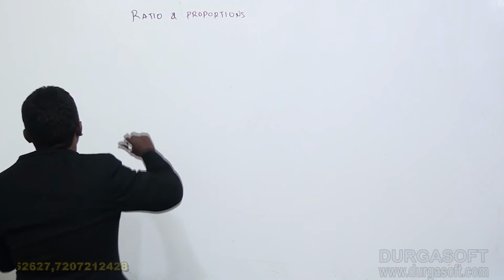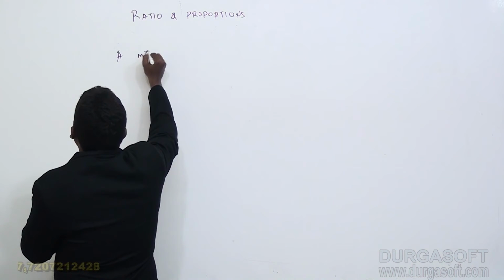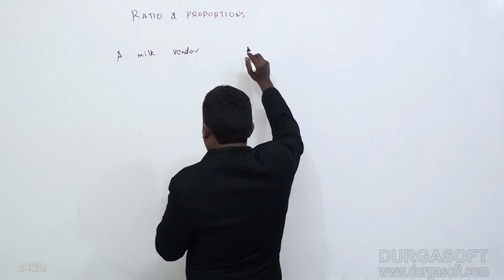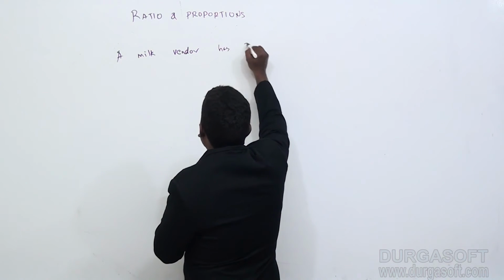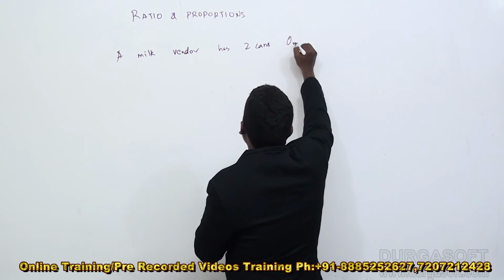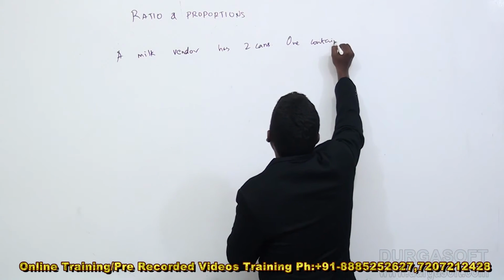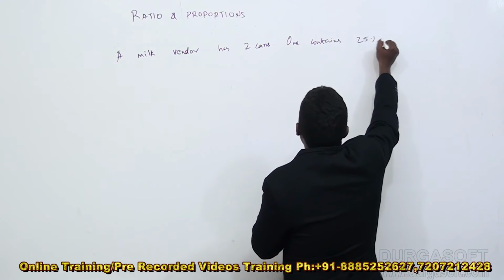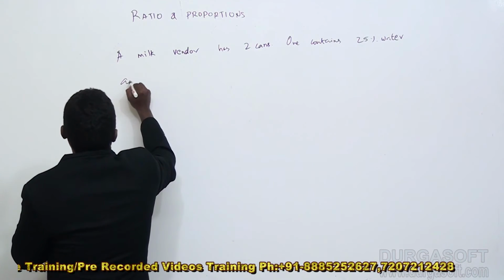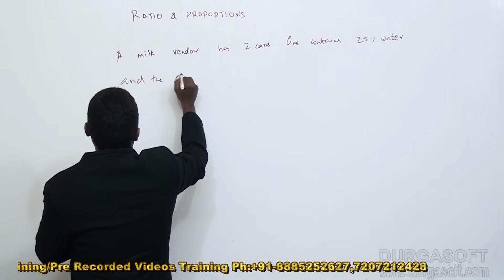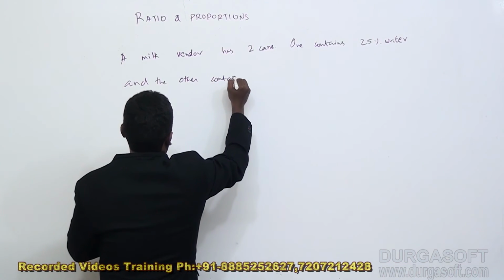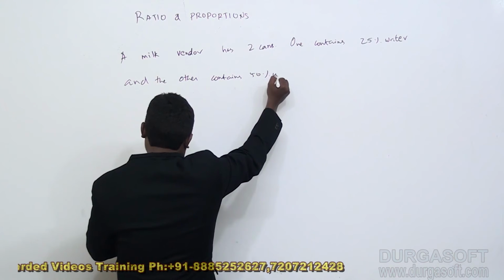Next question is again about a milk and water solution. A milk vendor has 2 cans of milk. The first one contains 25% water, and the other contains 50% water.